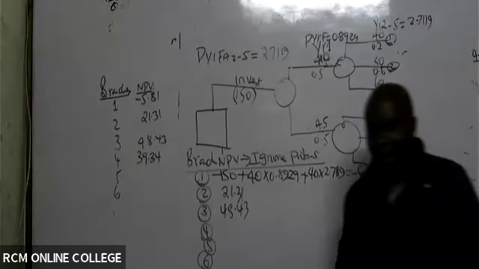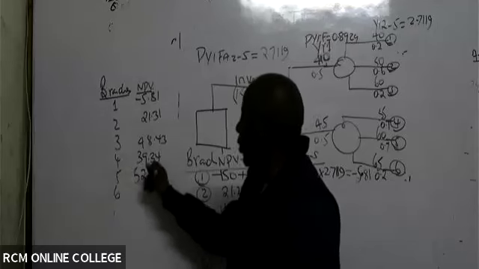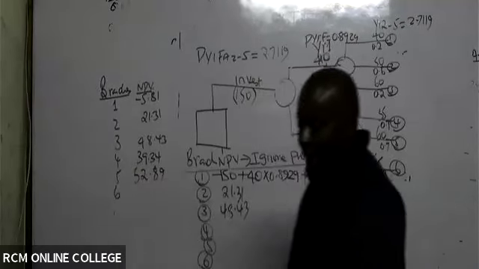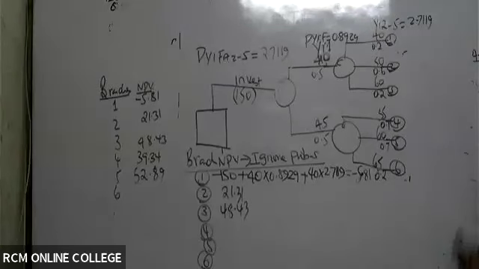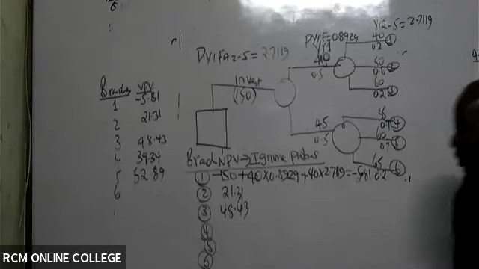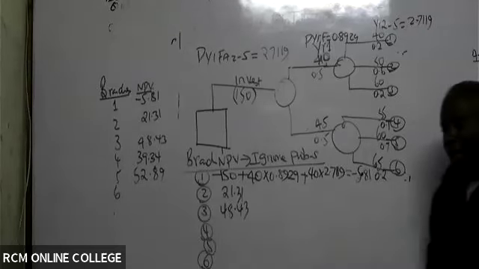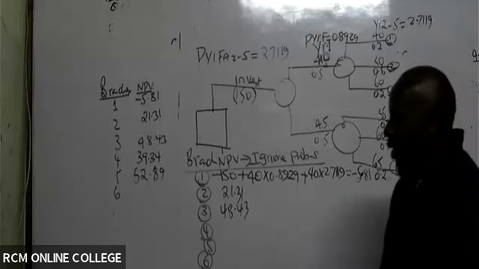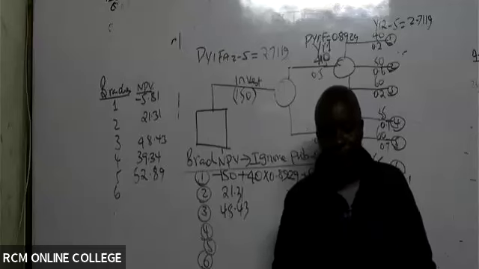52.89. Thank you very much. Joy is confirming the same. Then we have Maureen, who has been able to give me 52.89 as well. That's very good.